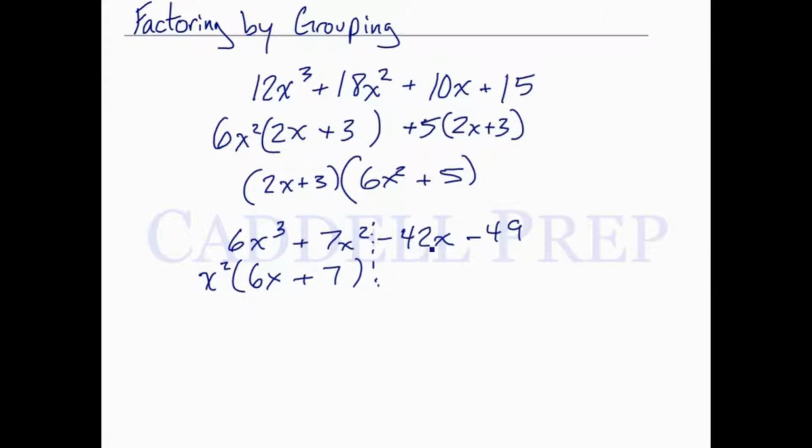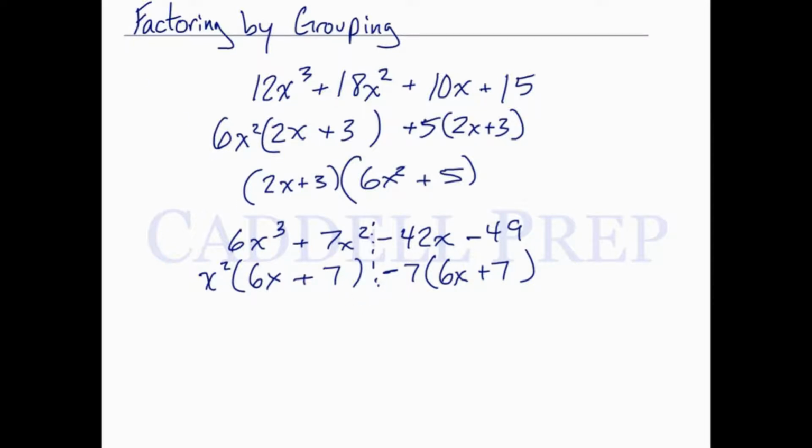From here, the 42 and negative 49, 7 goes into both of these, but since this is negative, we want to take out a negative 7. This one was a positive 10, so we took out a positive 5. Here it's negative 42, so we're going to take out a negative 7. So always take out the sign that matches the first term in this second half. When we take out the negative 7, we're going to have 6x. And here when we factor out the negative 7, we're going to have a positive 7.